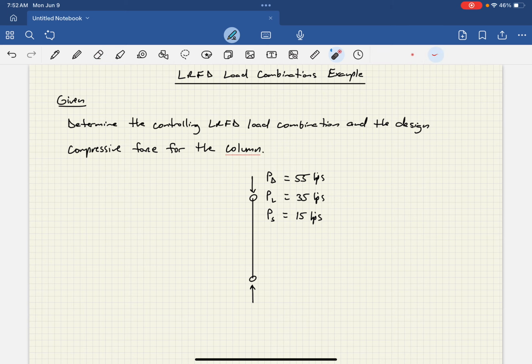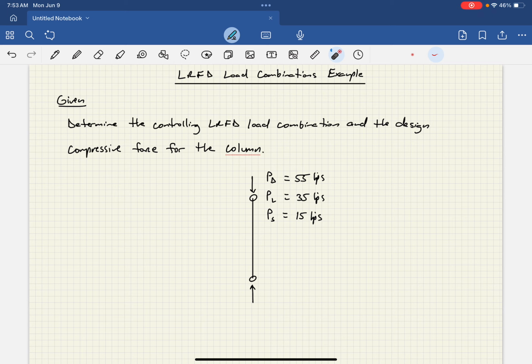In the given information, we're being asked to determine the controlling LRFD load combination and the design compressive force for the column. So here we have this vertical member subjected to compressive forces, which are typically called columns. Now, this particular column is pin connected at its ends. However, that's not super relevant for this problem. That's just for graphical purposes.